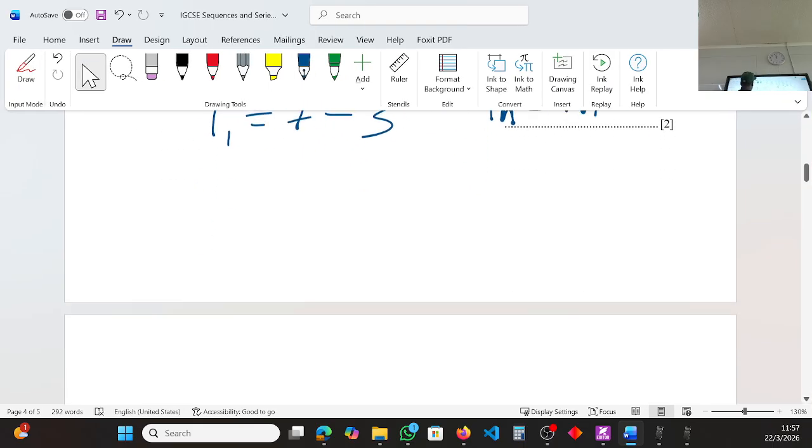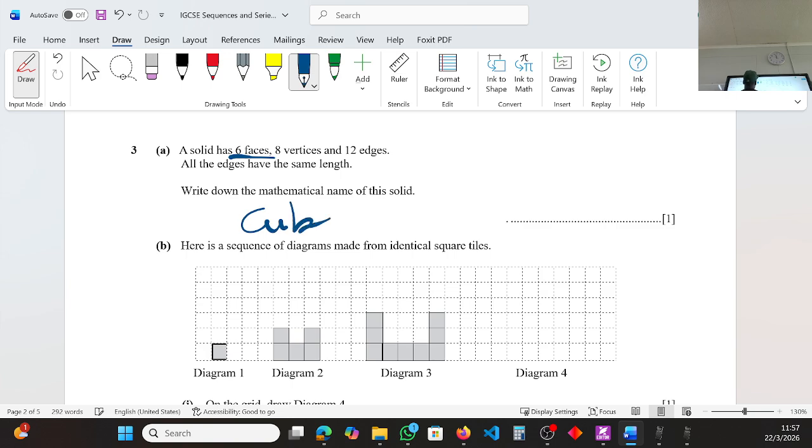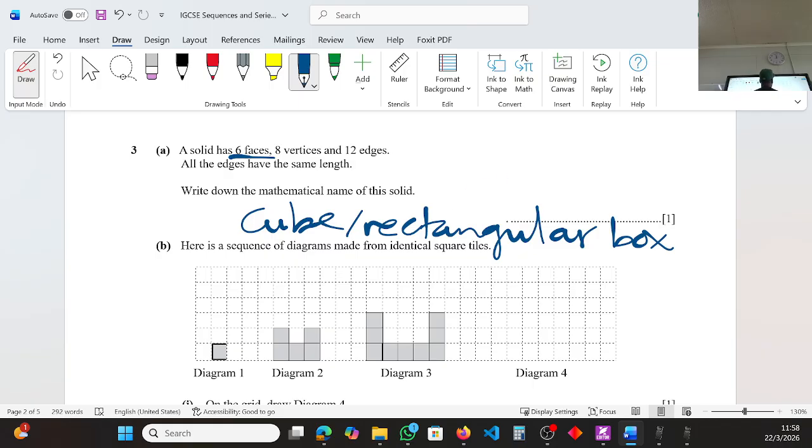Right, moving on. A solid has 6 faces, 8 vertices. The moment it has 6 faces, we can think of it as a cube or a rectangular box. Looking at the vertices, which are corners, we put 4 at the top, 4 at the bottom, so that makes 8. For the edges, we've got 4 at the top, 4 at the bottom, and 4 sideways, so 4 times 3 gives us 12. So that's our solution for this part.